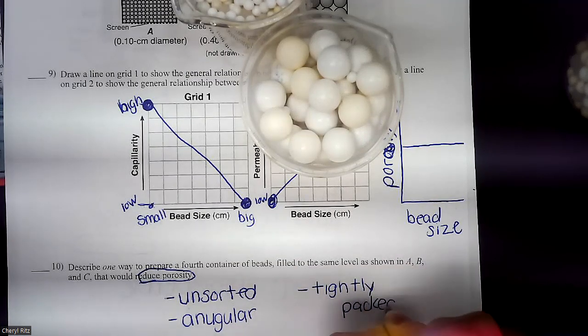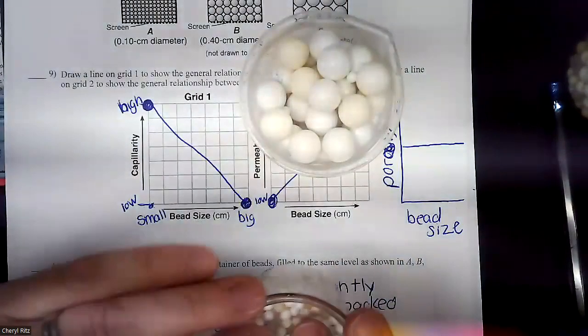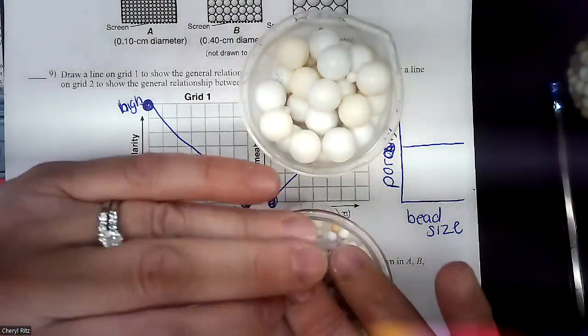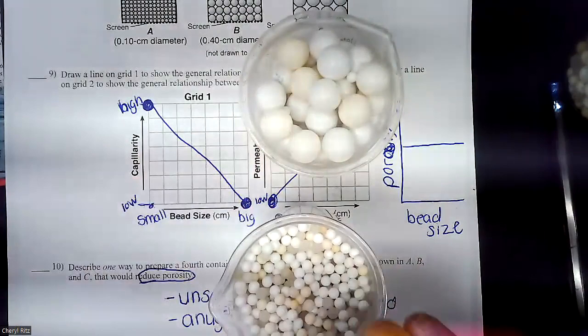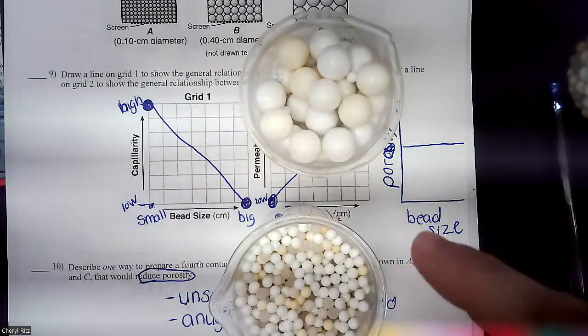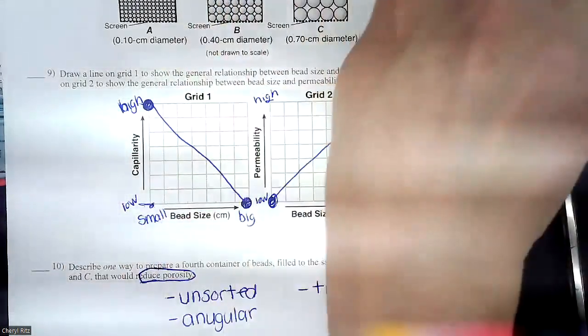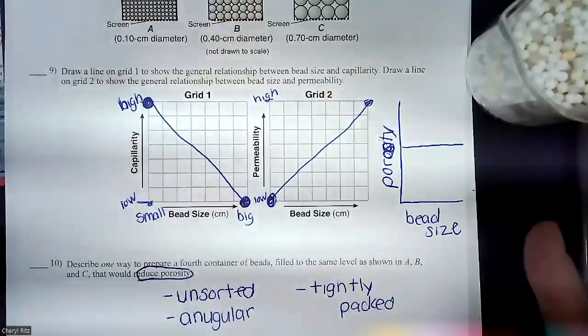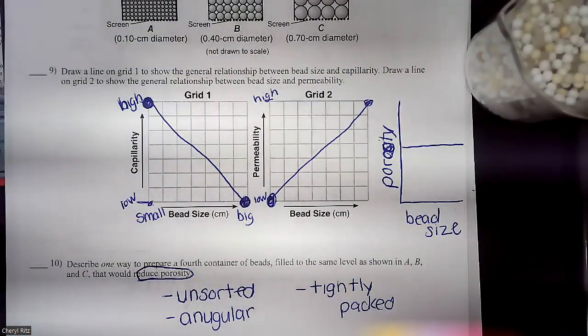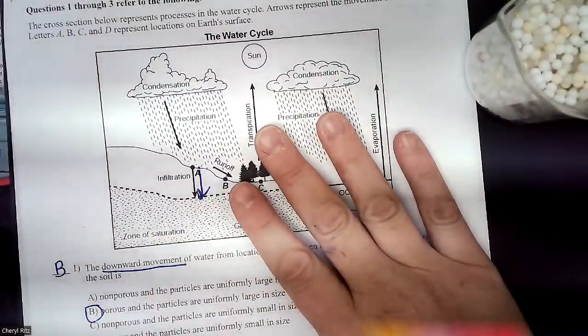Meaning, I could take these beads and put some pressure on them and jam them together a little bit. And that would make the pores smaller. Now, I can't really do that with these, but with real soil, you can. The plastic beads are plastic beads. They're not really changed, like if you squished Orbeez together. Does anybody have any other questions?